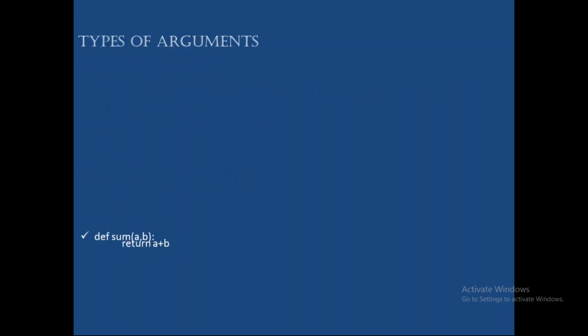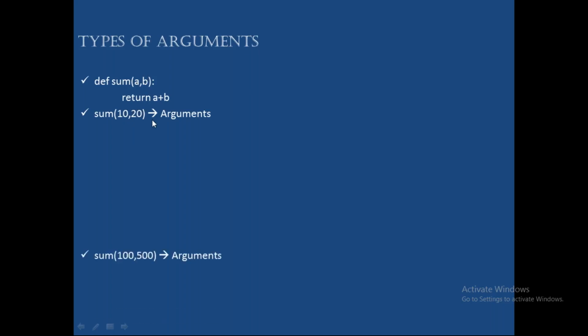Next, types of arguments. This is very, very important. First, try to understand: you have def sum(a, b) returning a plus b. Here a comma b are parameters. To these parameters you want to pass input, and this input is nothing but arguments. 10 comma 20 are the arguments to these parameters. 10 will be assigned to a, 20 will be assigned to b. Sum 100 comma 500, these are arguments.